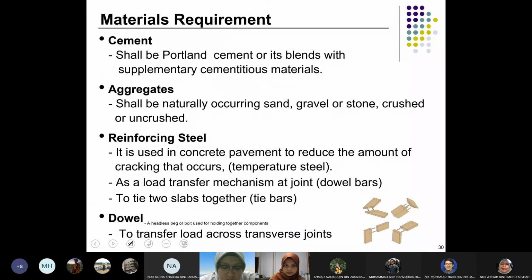Okay, we have a cement. What are the materials? Cement, aggregate, steel bar, and also you have the dowel bar. Right? Dowel bar is to transfer the load across the transverse joint. Okay, and this is called as a dowel bar. Okay, aggregate.